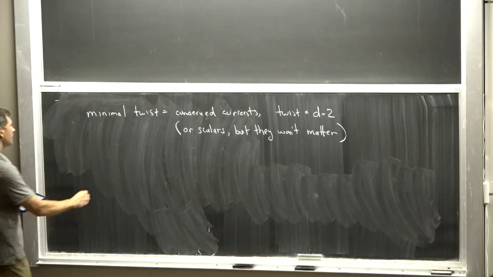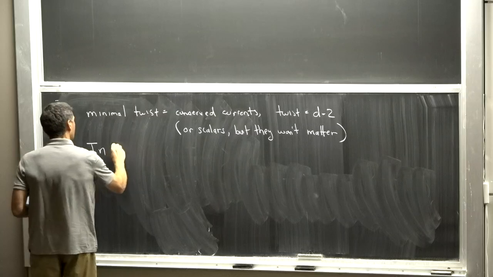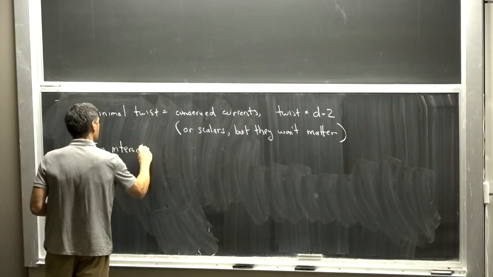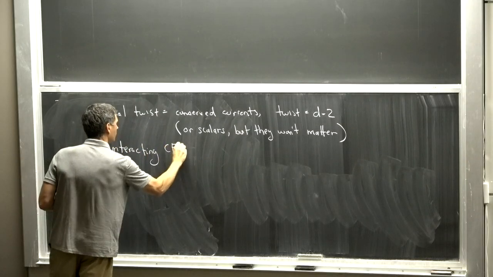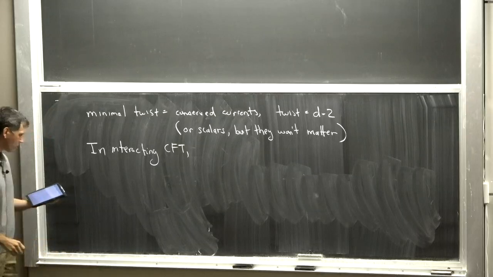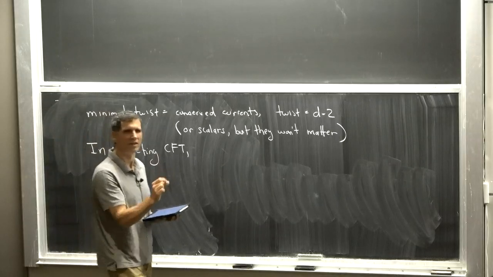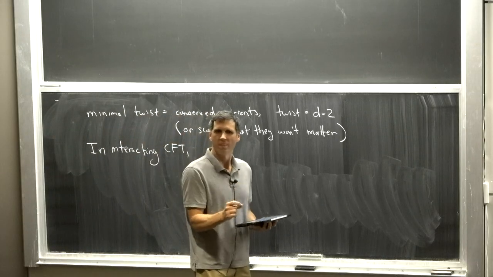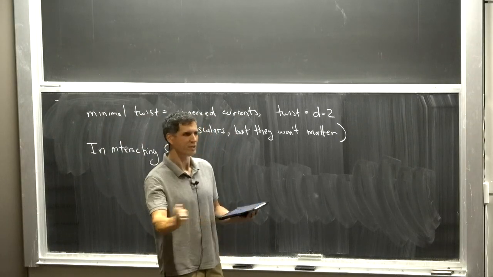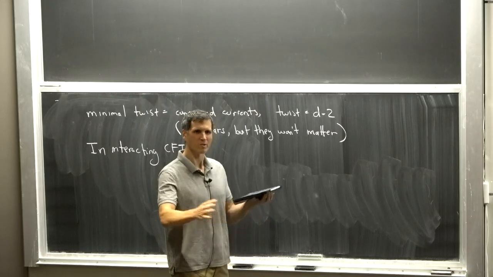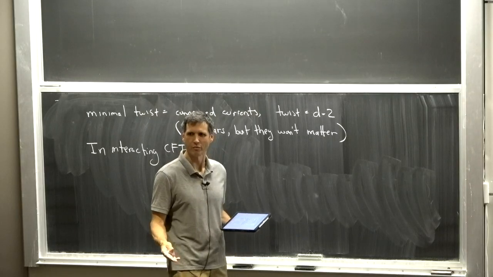Now, in an interacting CFT, the only conserved currents are of spin 1 or spin 2. There are no higher spin conserved currents in an interacting CFT. If you assume that there's even one conserved current of spin greater than 2, then you can show that there's actually an infinite number of conserved currents of all possible spins, and you can conclude that the theory is free.